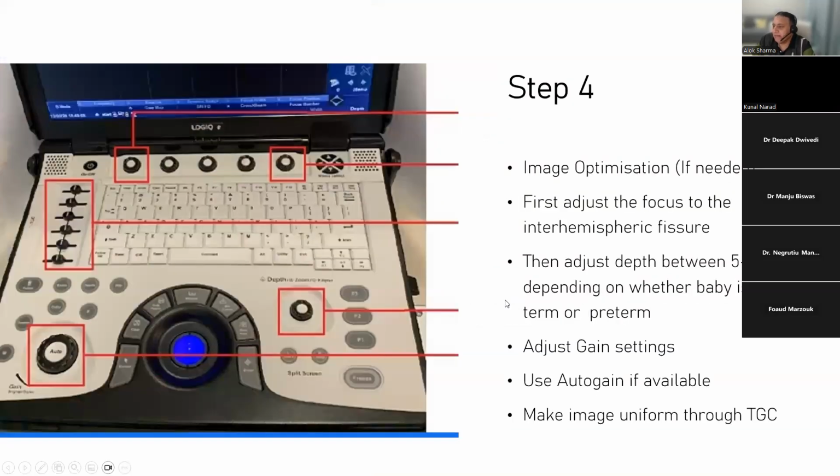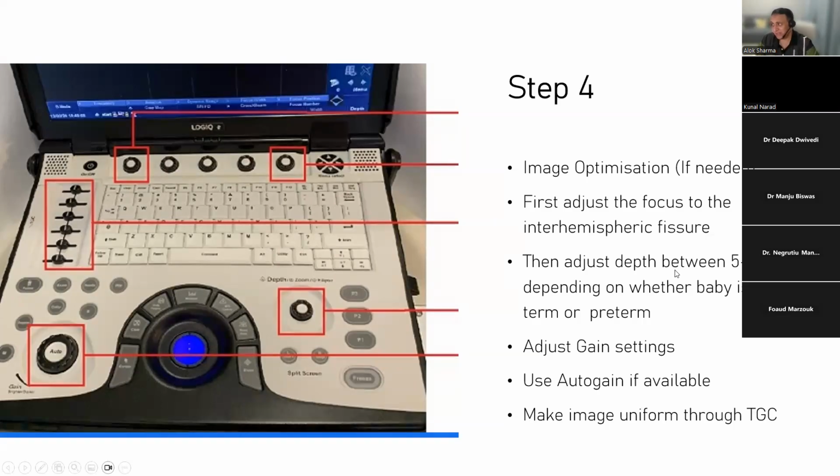Okay, then the next step once you've got the probe marker on is image optimization. Like I said, if you don't have focus adjusted at every level, like the new Siemens GE machines should have, and a good example is if you're using an old Fujitsu machine, you will have to adjust the focus. As I said, the best place to have the focus is at the level of the interhemispheric fissure, just at the level where it joins the corpus callosum. I will point it out to you in images.